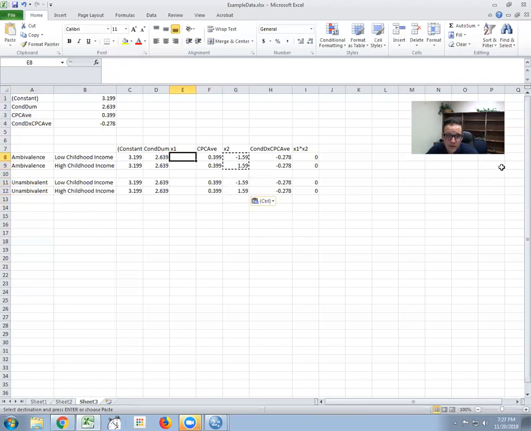Now here we have something different. So again, the ambivalence condition was coded as 1. So 1 would be for both of these. And the unambivalent condition was coded as 0. So 0 would be for both of these. All right.